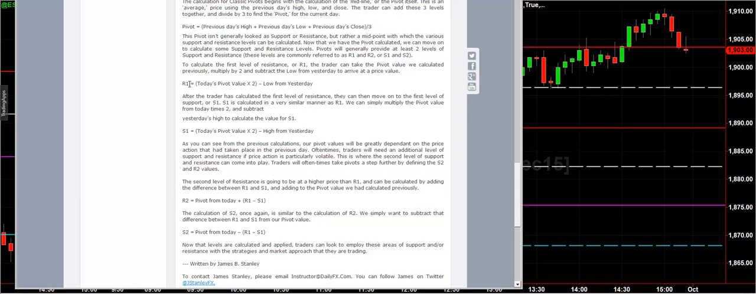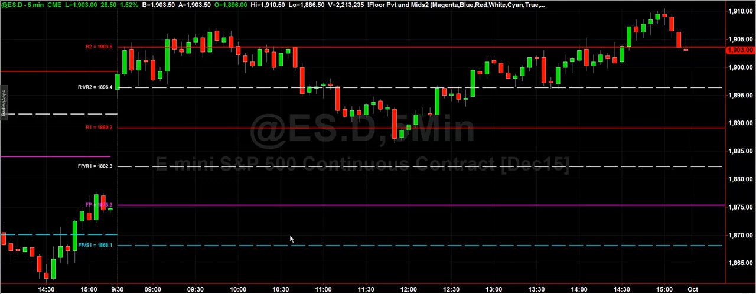And then R1 is the first resistance point you might see within the market, which is today's pivot point value times 2 minus the low from yesterday. And then the first support area is that same value minus the high from yesterday. So you can do this for the first resistance and first support point, the second resistance, second support point, third, fourth as well, and then you kind of come out with this.